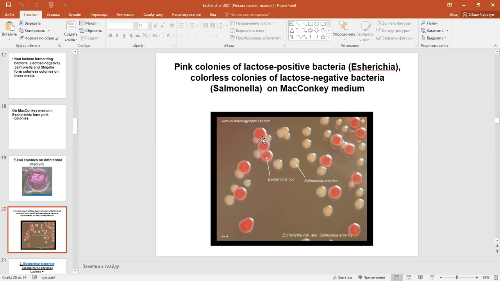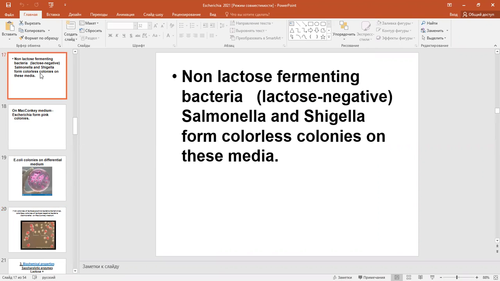Do you see colonies with the color of indicator? They are formed by Escherichia due to lactose fermentation. And colonies without the color of indicator, colorless colonies, are developed by lactose negative bacteria. If bacteria don't ferment lactose, pH is not changed, and colonies have no color of indicator. Salmonella are lactose negative bacteria, and memorize, Shigella are lactose negative bacteria.